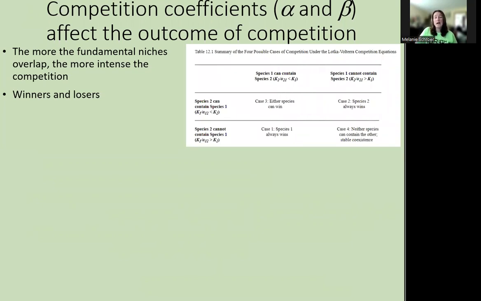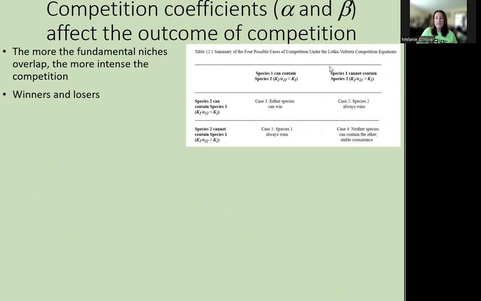There are four possible outcomes of competition based on these Lotka-Volterra equations. Here we can see species 2. Species 2 can contain species 1, so they have a fighting chance, or species 2 can't contain species 1. Essentially, if bald eagles are present, osprey have no chance. They are going to lose every time. The other possibilities: species 1 can contain species 2, so they have a fighting chance, or they don't.